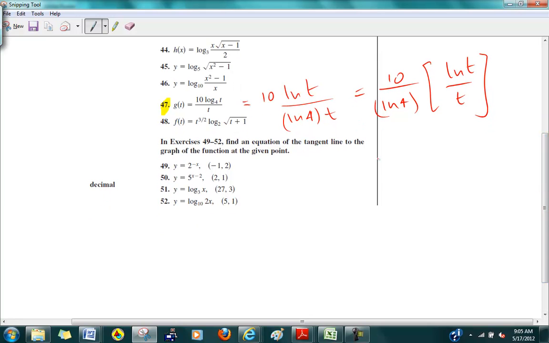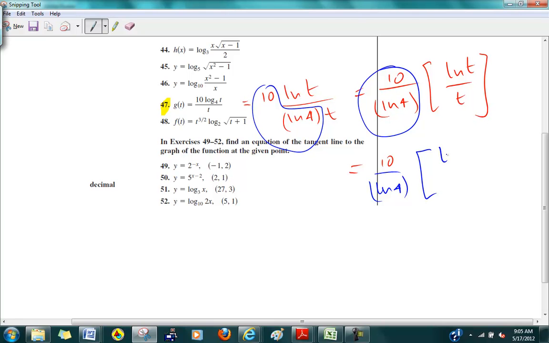Okay? Change your base. All I did was take this stuff out in the front here. All I did was take that out in the front. Okay? And then you just do quotient rule.